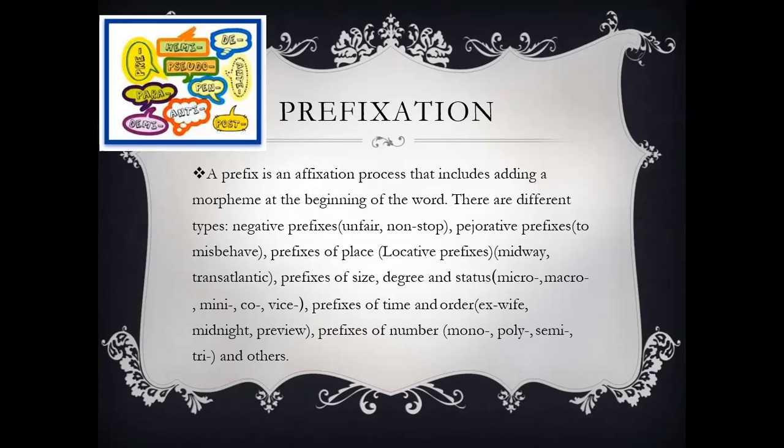So prefixes of time or order. Ex-wife, for example, or midnight, preview. So the prefix pre shows the order, for example. Prefixes of number. Mono, if there is one. For example, or poly if there are a lot of. Polysemy, maybe, yes. Semi-detached, for example. Tri, trilogy, it means three, yes, and others. So this was about prefixation, when we add a morpheme or prefix at the beginning of the word.